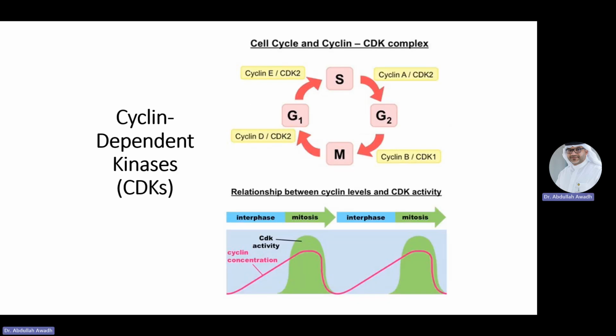So, for example, let's see here, from G1 to S we have cyclin E CDK2. From S to G2, we have cyclin A CDK2. G2 to mitosis, cyclin B CDK1, and so on. So how it works is through relative abundance or relative concentration. We can see that the concentration goes in cycles, in line with the cycle of the cell. The concentration can be low as the time reaches, for example, mitosis here.